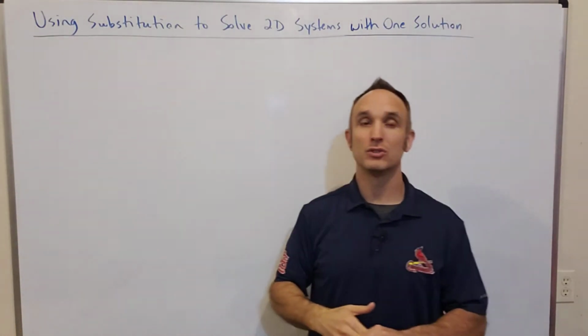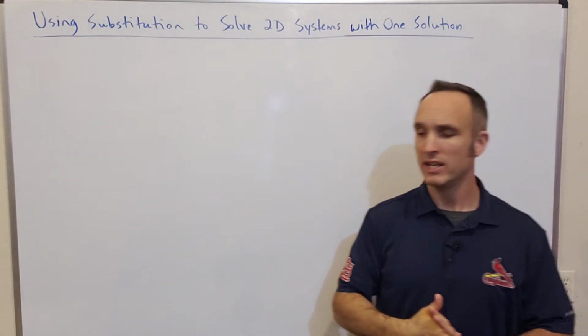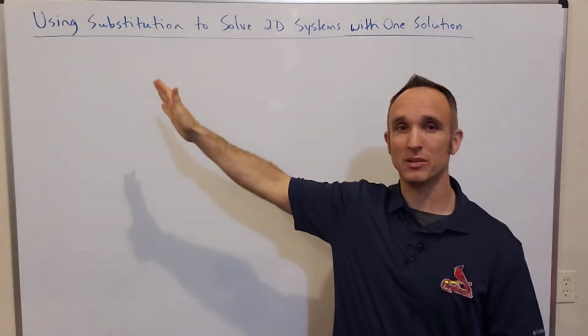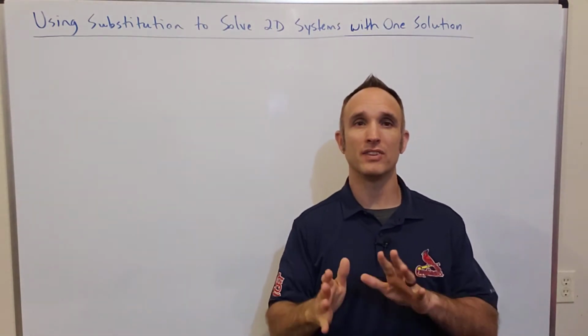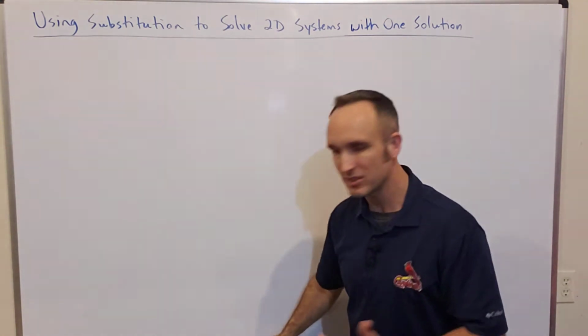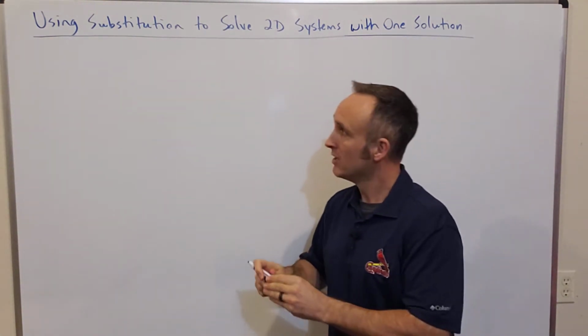Okay, let's look at solving two-dimensional systems of linear equations in this video. And we're going to focus on two things. We're going to focus on using a technique called substitution, and we're going to focus on the case where the system has one solution.